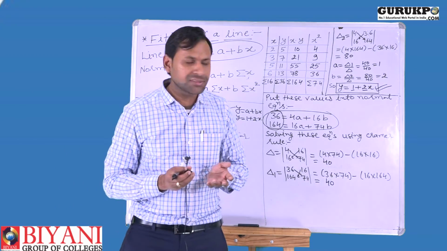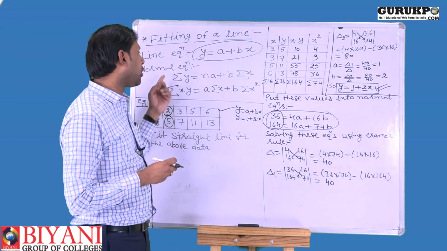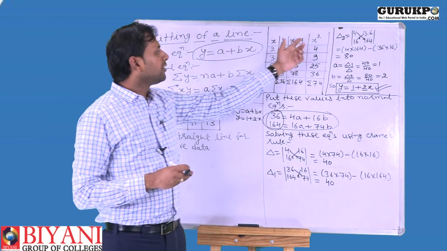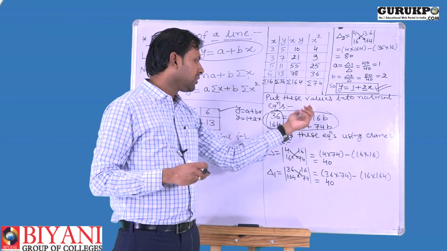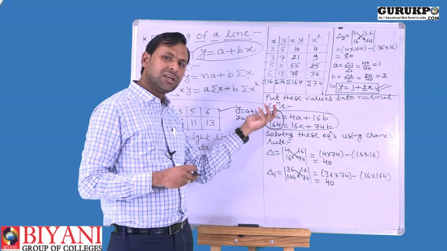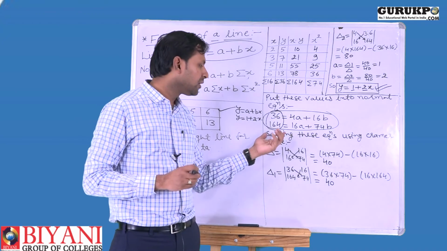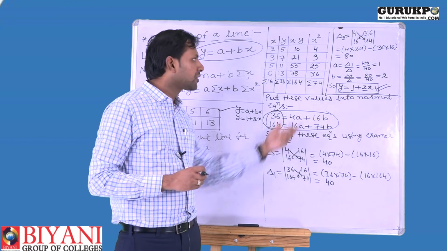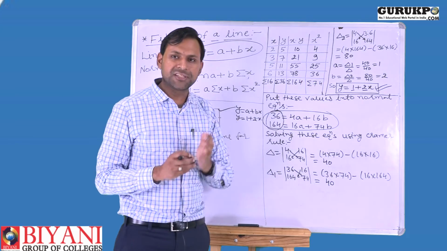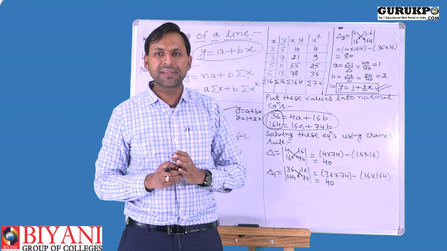By this process, we can fit any straight line. It is a very simple process. You have to use only these two normal equations, find the required values, put them into the equations and solve by using any method. The best, simplest method is Cramer's rule, so I will use Cramer's rule. By this process, you can fit any straight line.